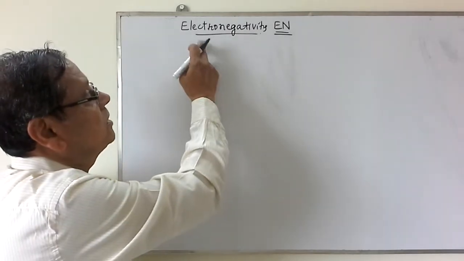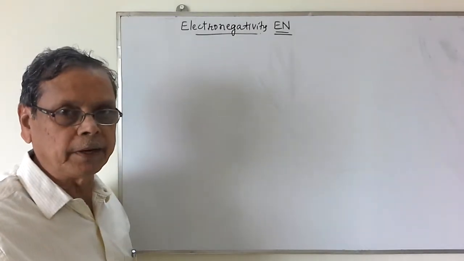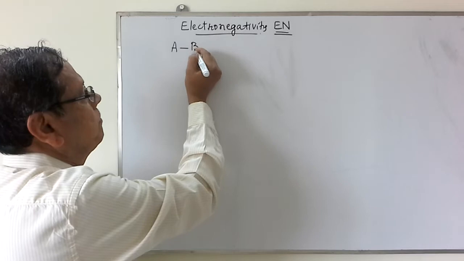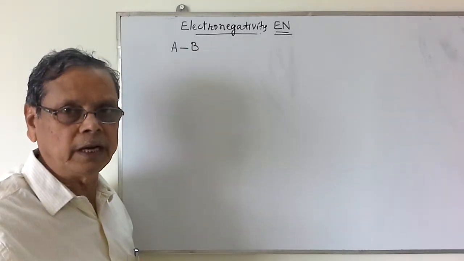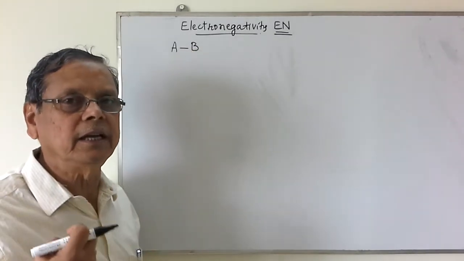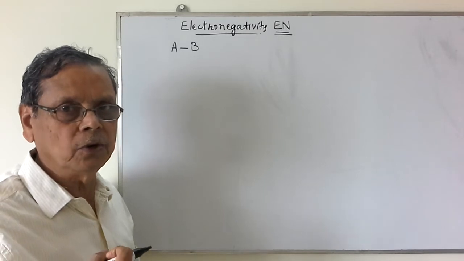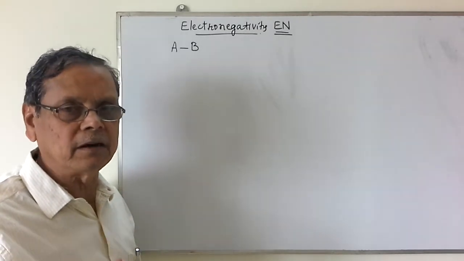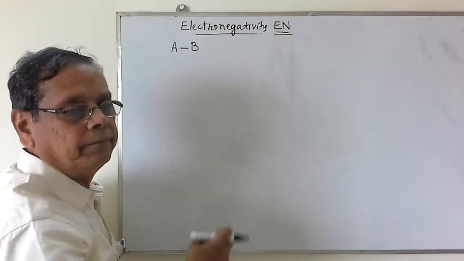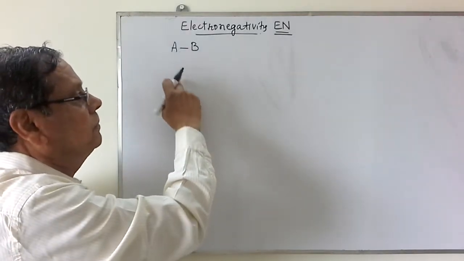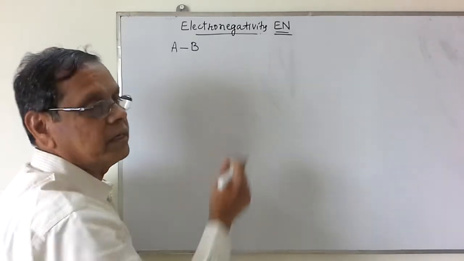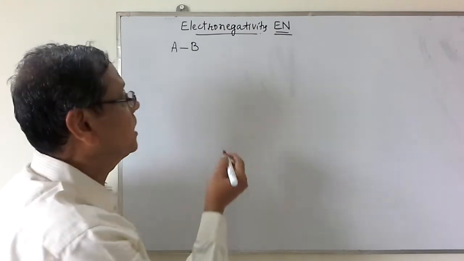But here we consider electronegativity as a comparable property. So when you consider an atom A attached to an atom B by a covalent bond, one of these two elements will have the tendency to attract the electron density more towards itself. That tendency of attracting the electron density from a single covalent bond is called the electronegativity. That is, in comparison to one atom, the other atom has got the tendency to attract the electron density. That's why such a property is named the comparative property, that is electronegativity.